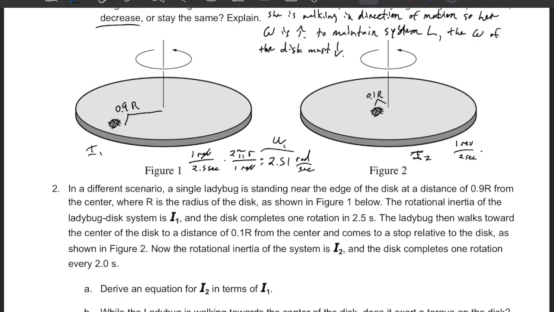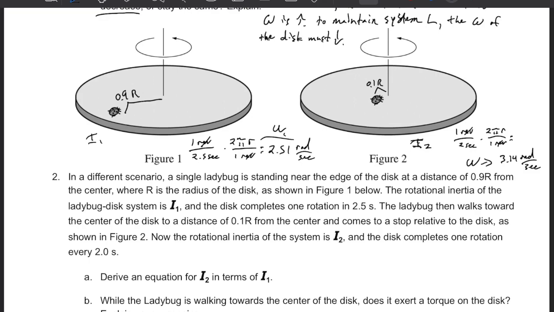So one revolution in 2 seconds, one revolution over 2 seconds. And we're going to multiply by 2 pi radians over one revolution, so the revolutions cancel out. That puts us in terms of radians per second. Of course, radians per second is the unit for angular velocity, omega. And we get 3.14. That's the omega for Ladybug 2.